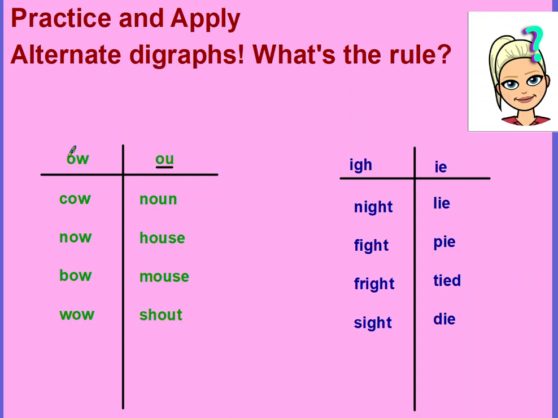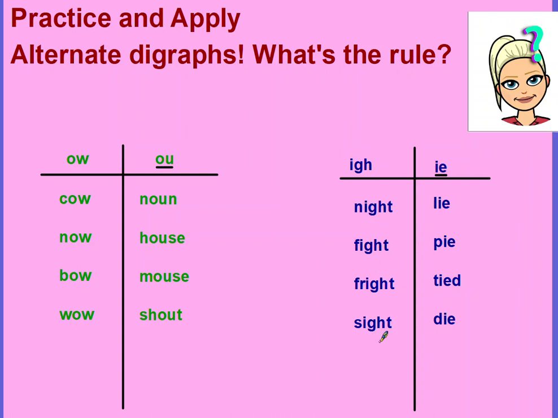But we also can make the owl sound using an O and a W, as in cow, now, bow, and wow. Okay, then over here we have the I sound with IE, which is the one we're learning today. We could have lie, pie, hide, and die here. And we can also make the I sound with the trigraph IGH, as in night, fight, fright, or sight.